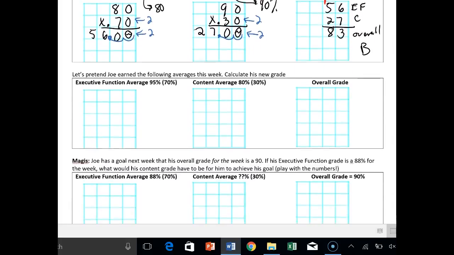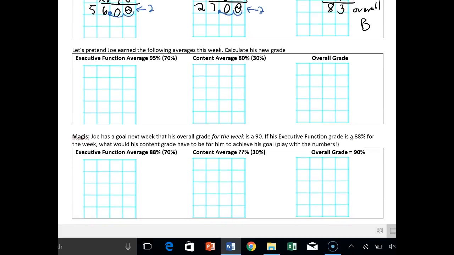So let's pretend Joe earned the following averages this week. Calculate his new grade. So let's pretend his executive function skyrocketed, right? He went to 95%. So that's going to be 95 times 0.70. And his content, let's pretend it fell a little bit, but he was at 80%, right? So we'll do 80 times 0.30, right?